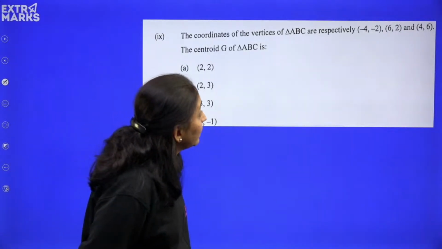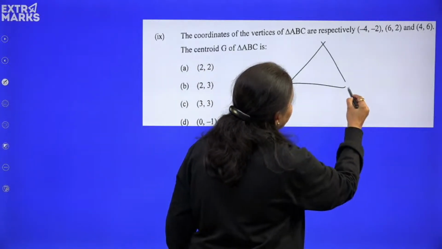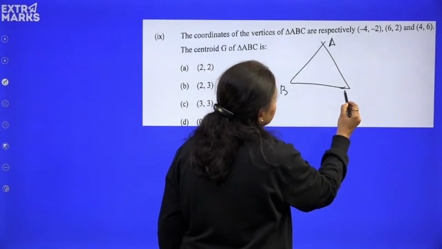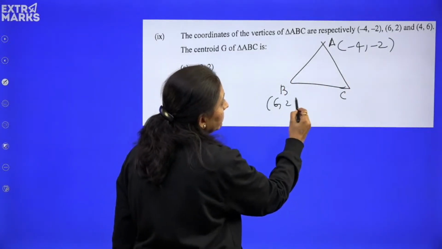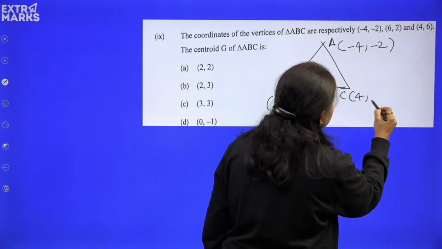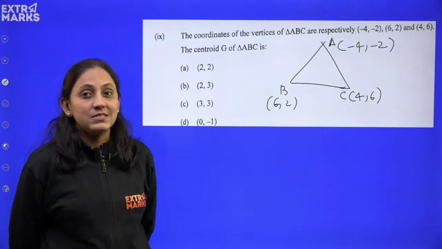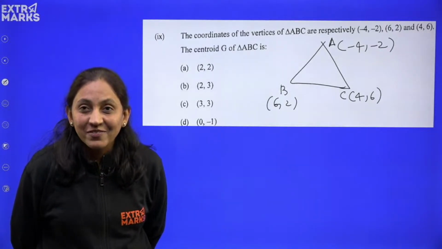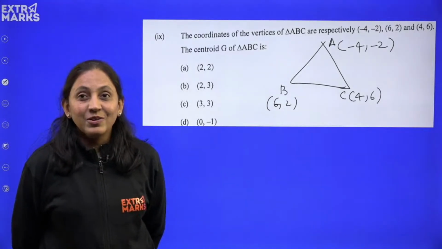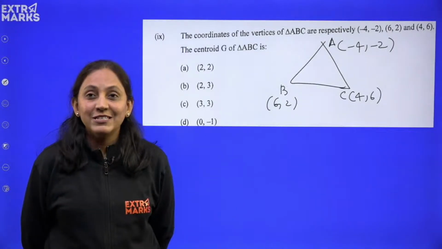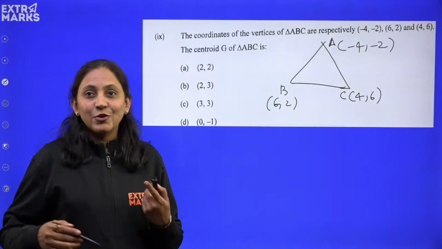Coming to the next question, the coordinates of the vertices of triangle ABC are -4, -2, 6, 2 and 4, 6, okay. So the centroid of the triangle ABC, alright. How many times we have revised these formulae for every class of coordinate geometry, okay. So we used to display the set of formulae which are used, okay, and we used to make sure that you learn all these formulae well, alright.